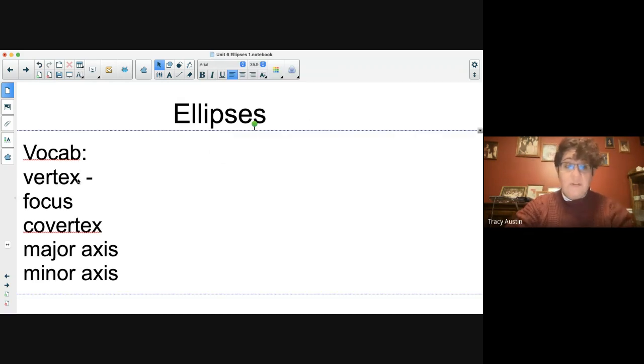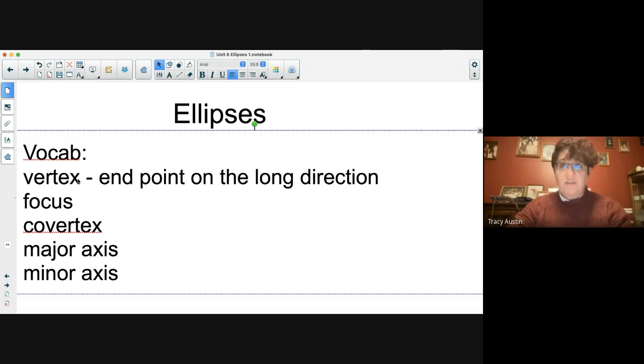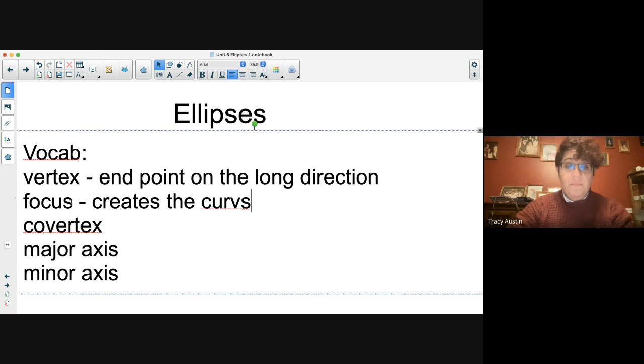Okay, so a vertex is basically the endpoint on the long direction of an ellipse, because it's like a circle stretched in one direction, so it's longer one way than it is another. You did call it an oval when you were in grade school. Focus is the same as it was in a parabola. It creates the curve. It actually causes this shape to not be a circle anymore, to make it into an ellipse.